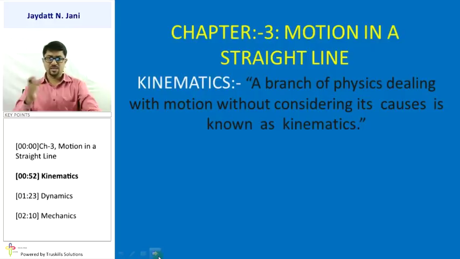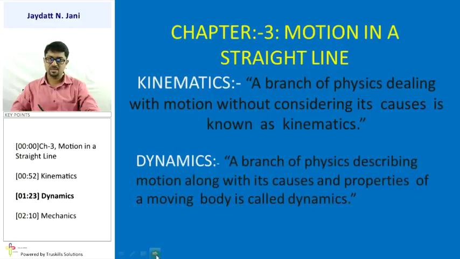A branch of physics dealing with motion without considering its causes is known as kinematics. मतलब अगर मान लो कि मोशन हो रहा है, we are not interested कि क्यों हो रहा है, that is called kinematics. Means in that branch we are not dealing with its cause. Motion हो रहा है. But the other branch, we call dynamics. It's a branch of physics describing motion along with its causes and the properties of a moving body.